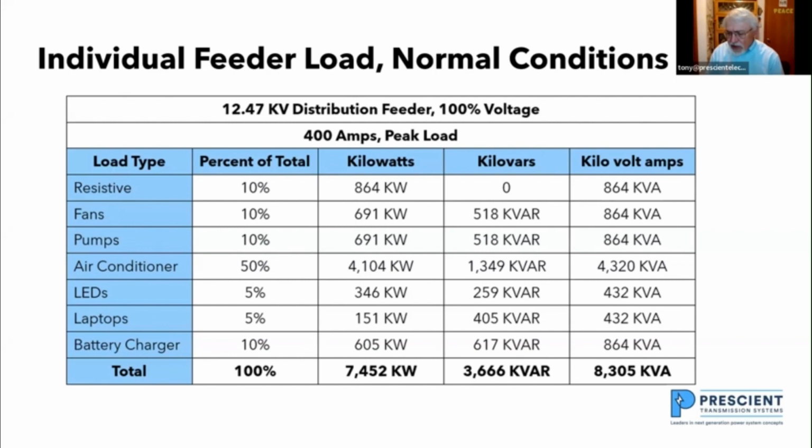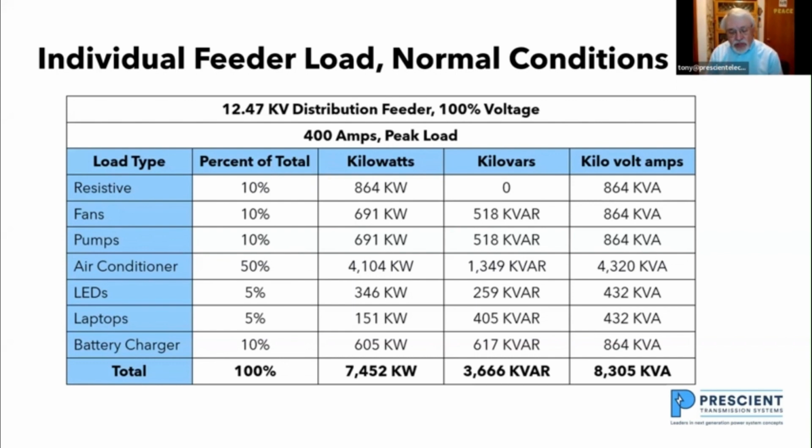So if I took a 12 kV feeder and I was at 100% voltage, and I said the peak load was 400 amps, and this is the summer peak. Now the question is, how do all these loads get distributed? Well, what we did is we compared the April loading to the August loading.